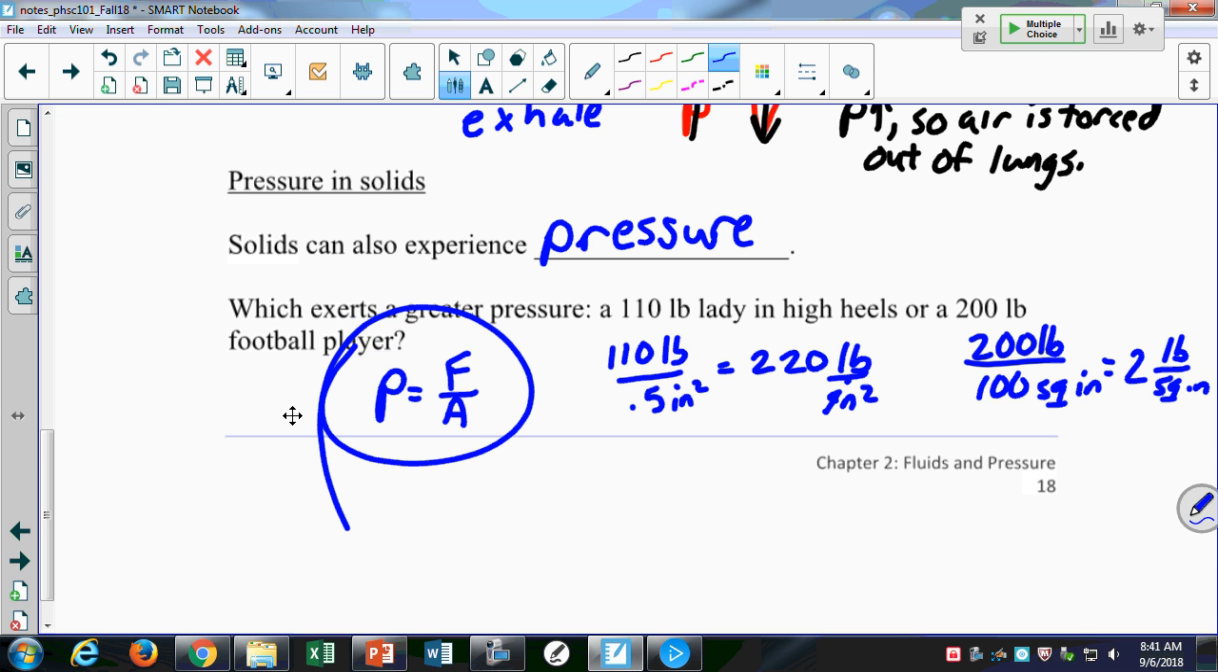What was that, Kate? What was the 300 pounds? He was 300 pounds? What was the area of his feet? 100 square inches. Okay, 300 pounds. That's a big guy. It's so interesting. All right.